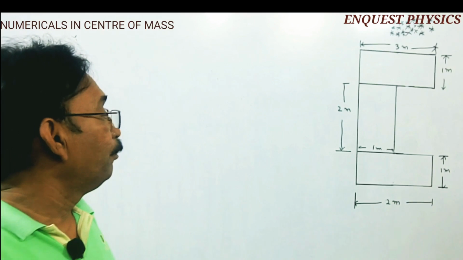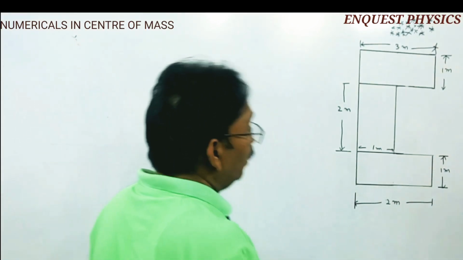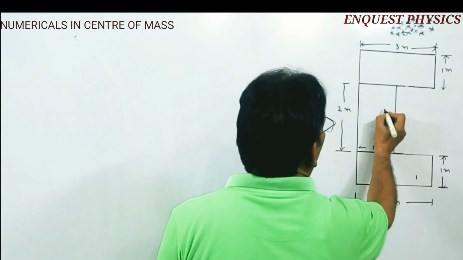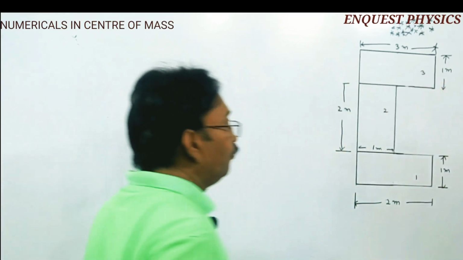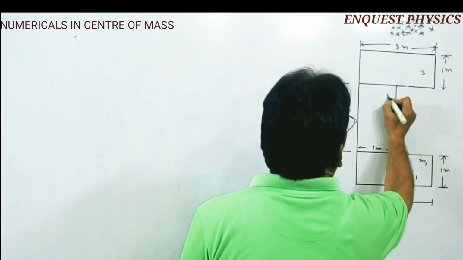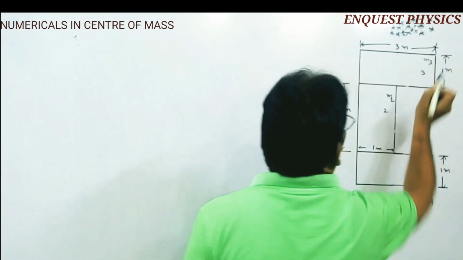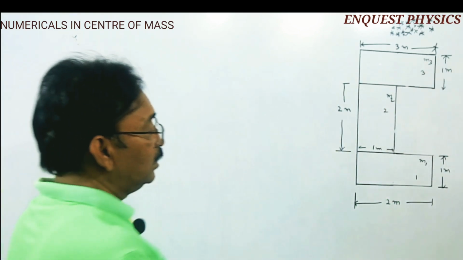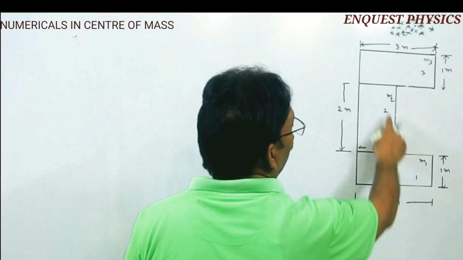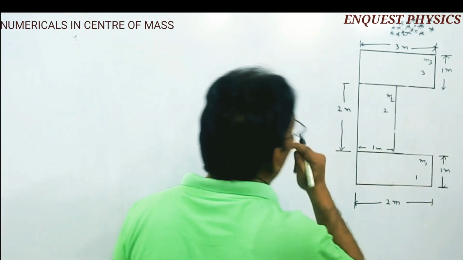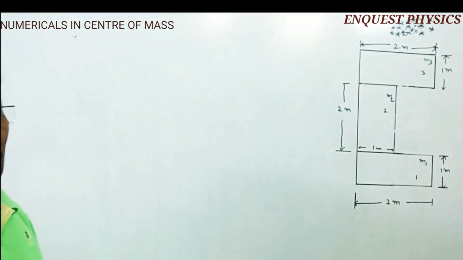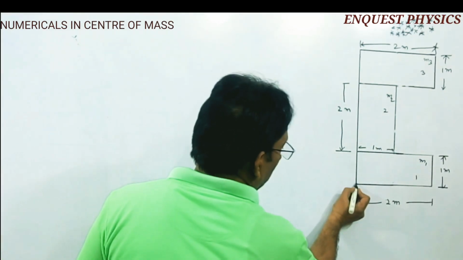Let us see. It is made of 3 rectangular flat frames, that is, 1, 2 and 3. Let them have the masses m1, m2 and m3. Students, they have the dimensions 2 meter, 1 meter. This area you know that. Similarly, it has 2 by 1 and it is 2 meter. We have to find out the center of mass with respect to one axis.